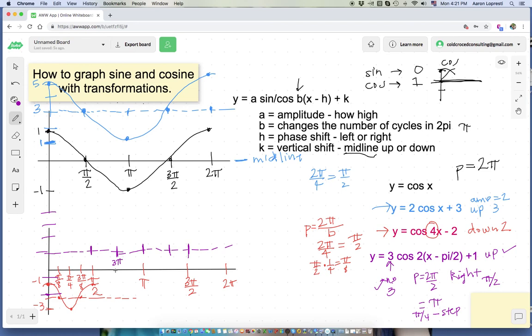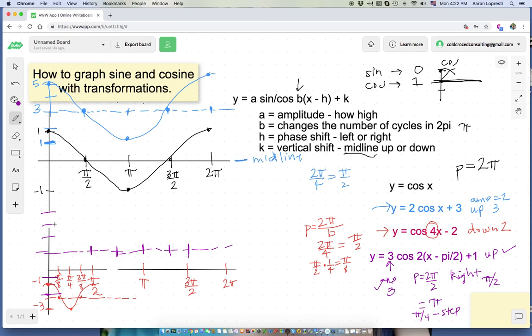3 pi. Wait, am I right here? I don't know. Hold on. Okay, so we'll just go from there. Oh, so distracted.